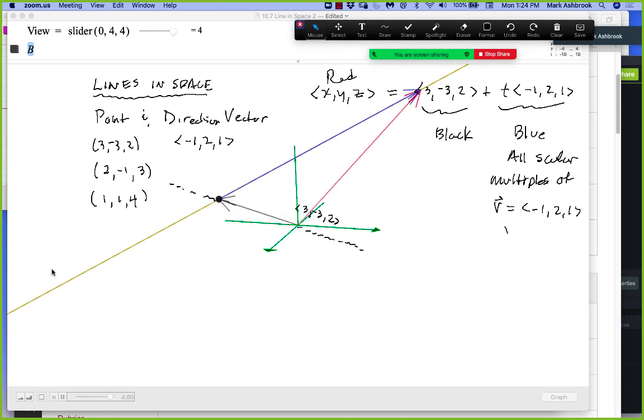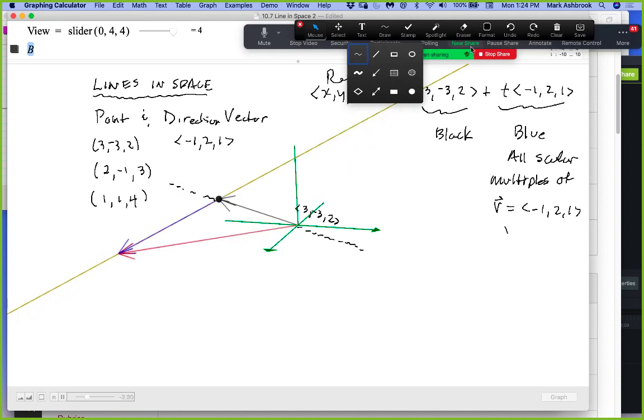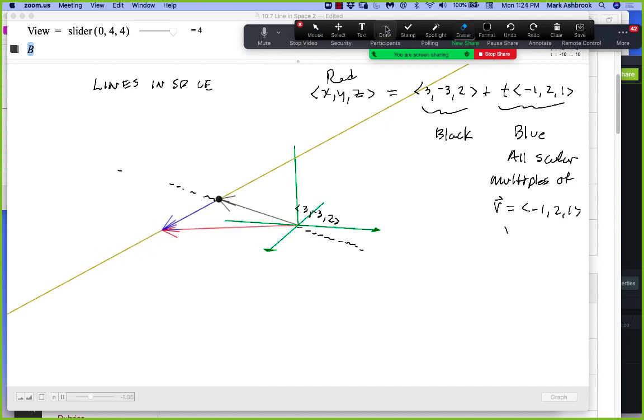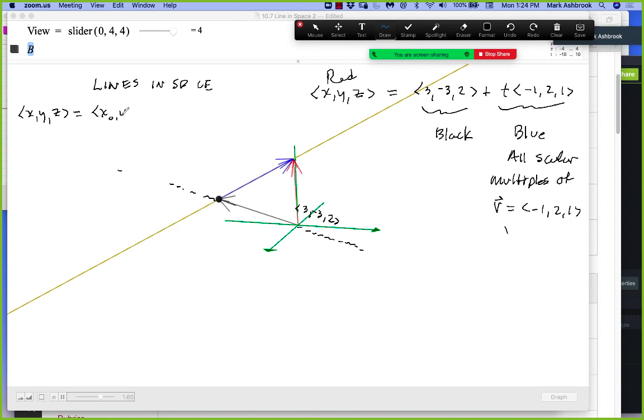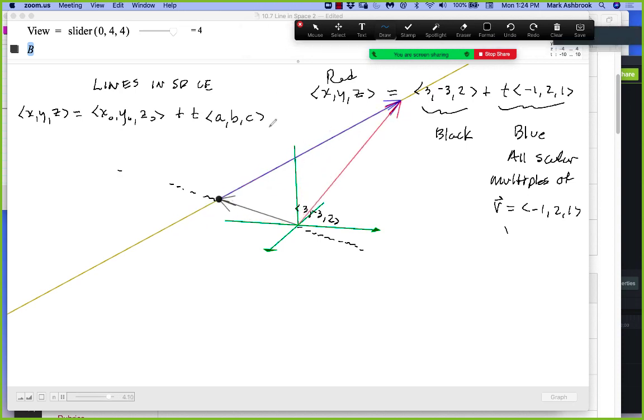So over here is the general form of a line. This is a vector. A line in space: all points x, y, z equals a given point plus all scalings of a direction vector. So this is the generic form for a line in space. It's called the vector equation.